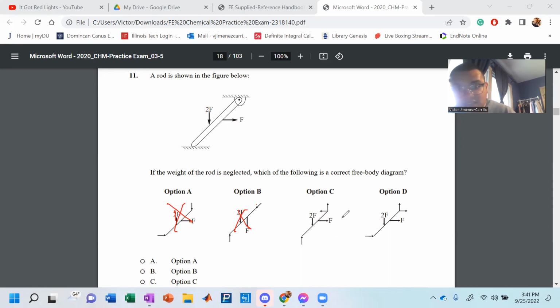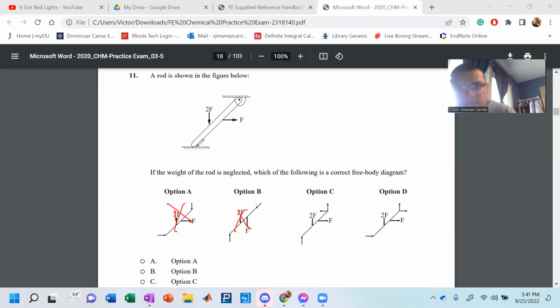Now you have two options left. This is pointing down, that's good. This is pointing to the right, that's good. This is pointing down, that's good. This is pointing to the right, that's good. Now, obviously, this is touching the top wall here, and it's going to have two forces, but we'll get to that because most people won't remember that. I sure didn't.